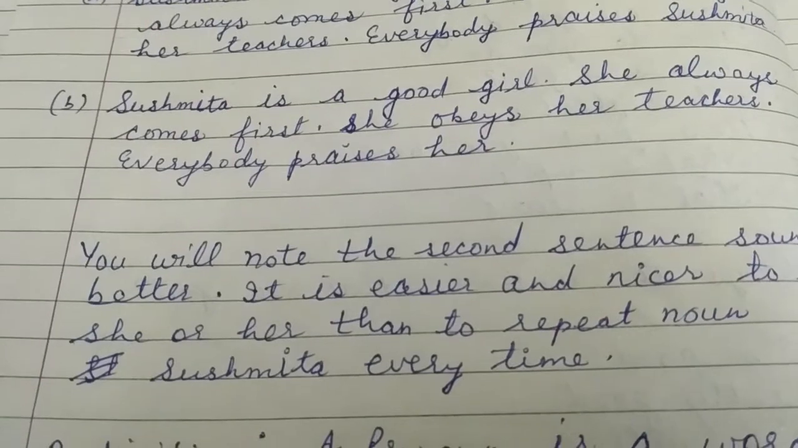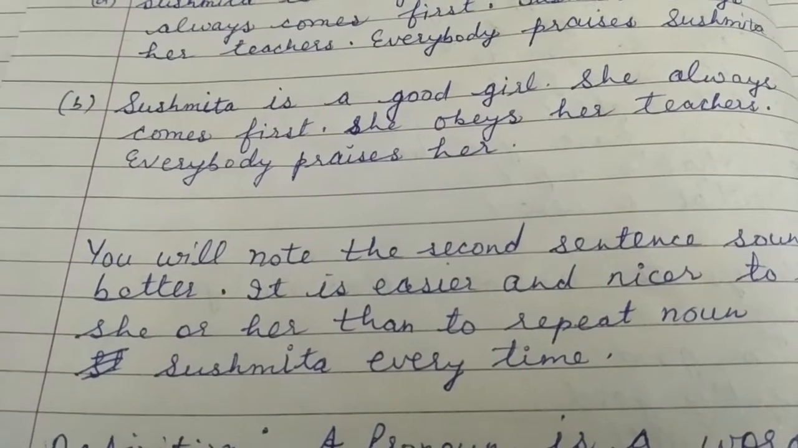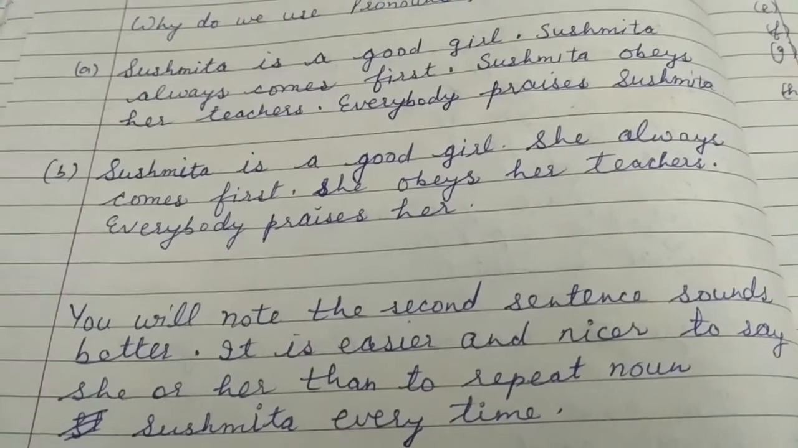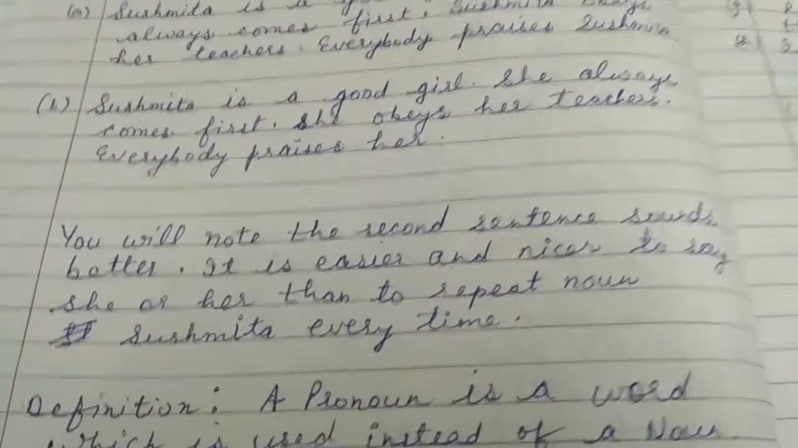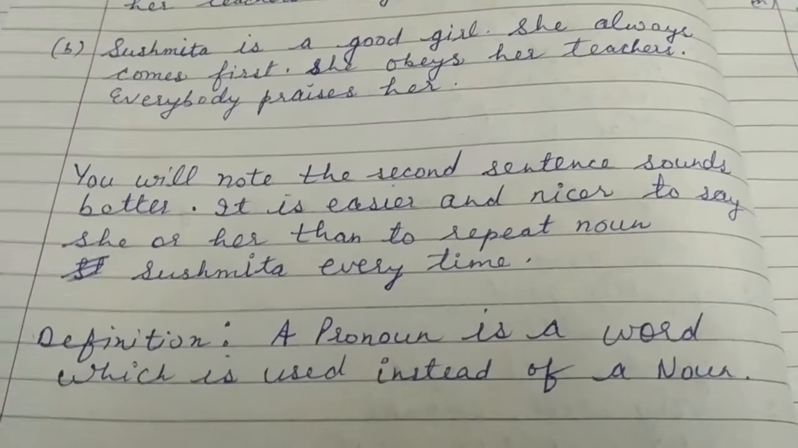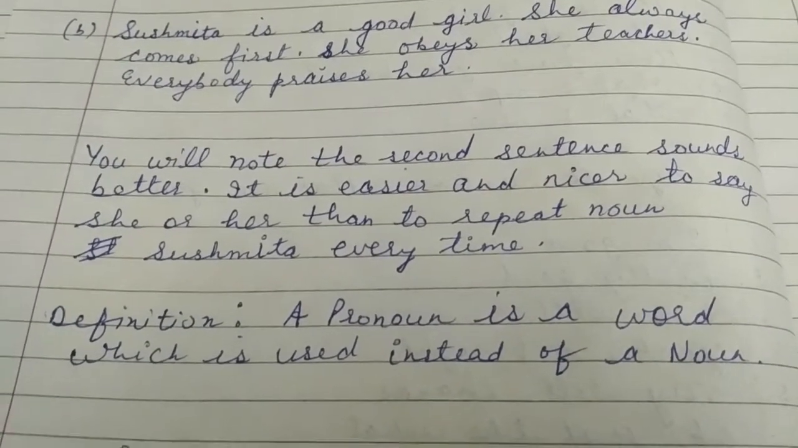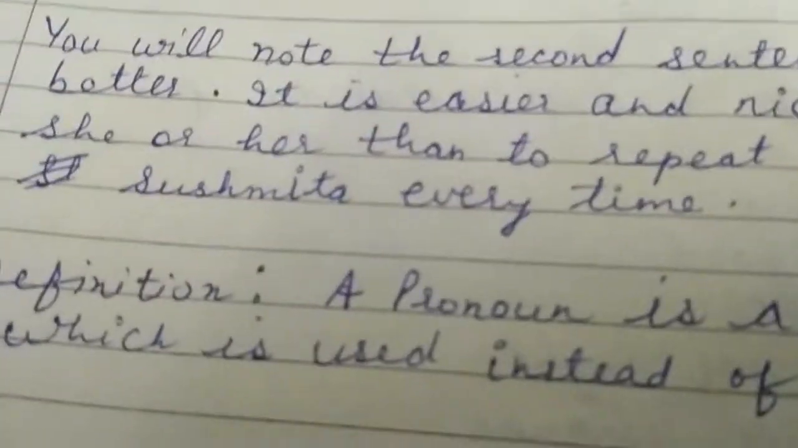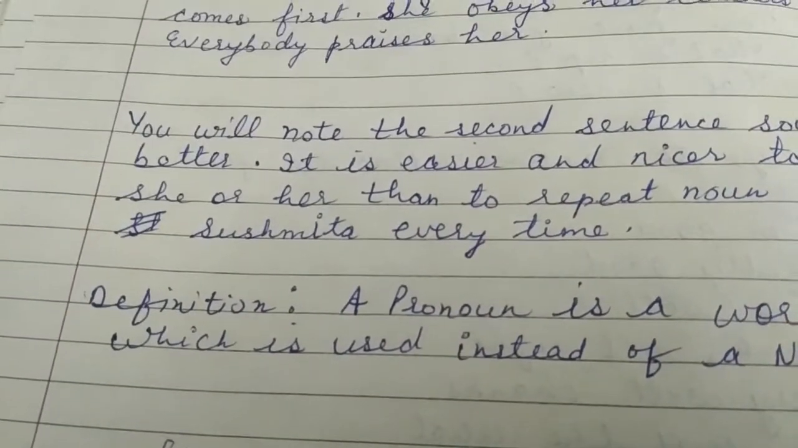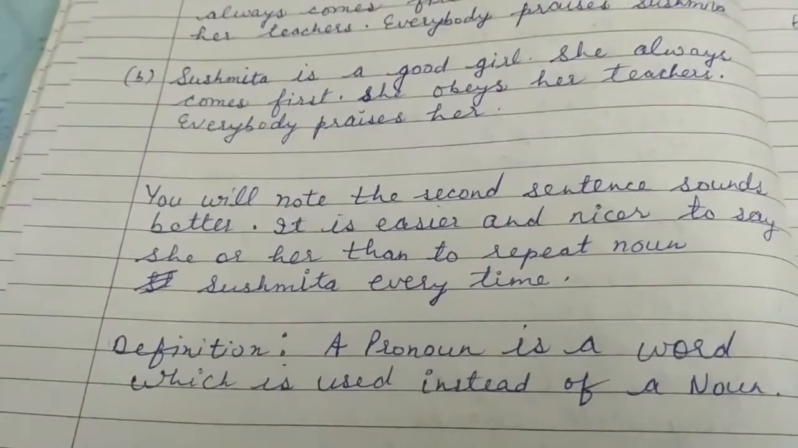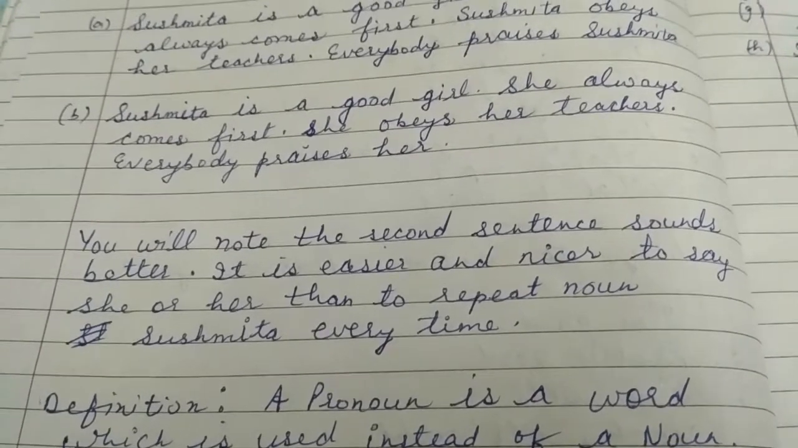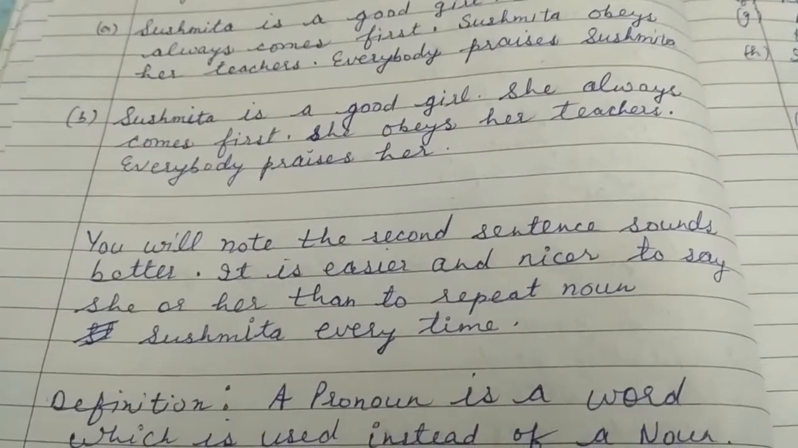Shushmita is a good girl. She always comes first. She obeys her teachers. Everybody praises her. If you compare sentences A and B, you will find that B was the better one, because it is easier and nicer to say she or her than to repeat the noun Shushmita every time. So this is the reason that we use pronouns in grammar, so that we can avoid repeating the name again and again of any person. It can be any place, it can be anything.